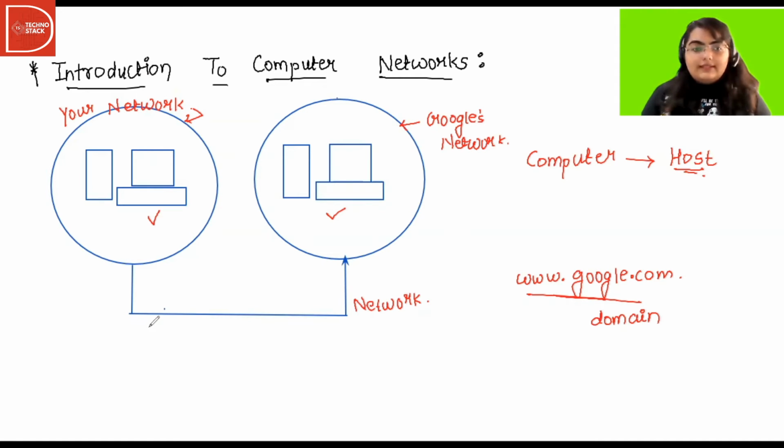So let's say I've been connected, and I'll request www.google.com. Don't worry, we are going to see each and every step in detail. Right now, I'm just giving you a brief idea of what actually happens inside our network system. I'll just send a request that I want this web page, www.google.com.